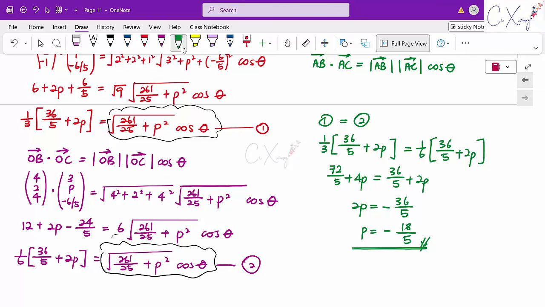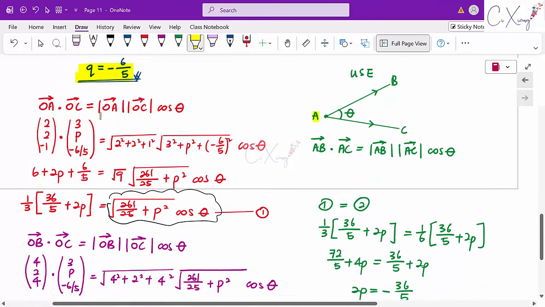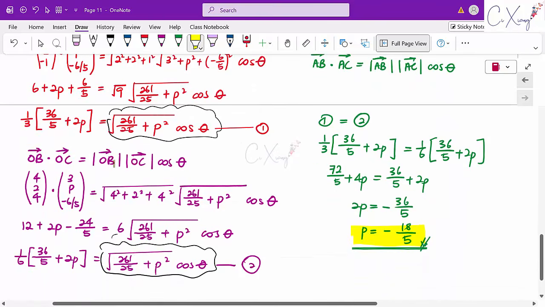Right, so to find out the p, the process is a little bit much longer. It's quite long, all right. For q, you can get it very easily from the first information. Then to get the p, you might need to form the two equations for the angle first. Then after that, only you compare that and solve. The answer basically will be negative 18 over 5.